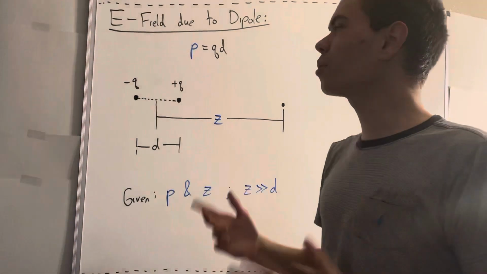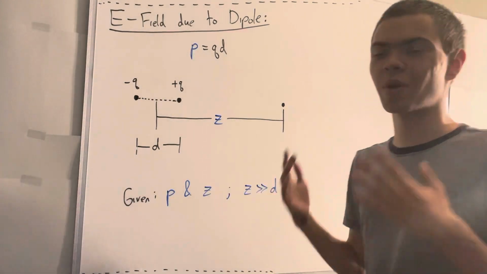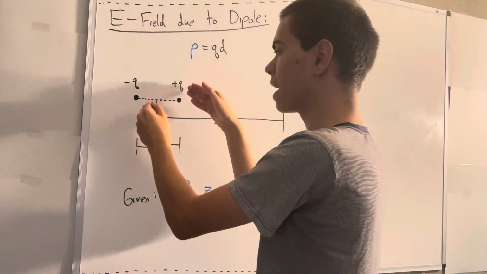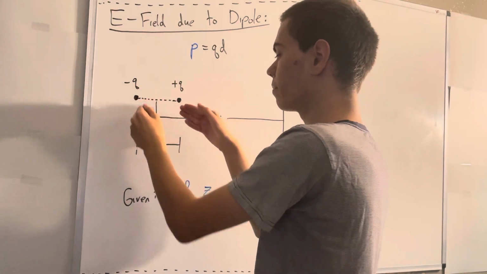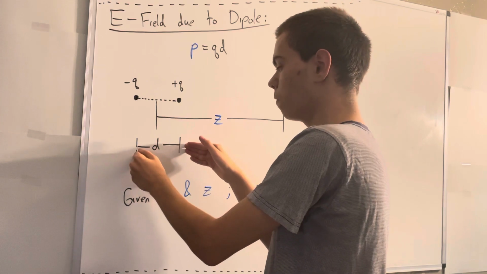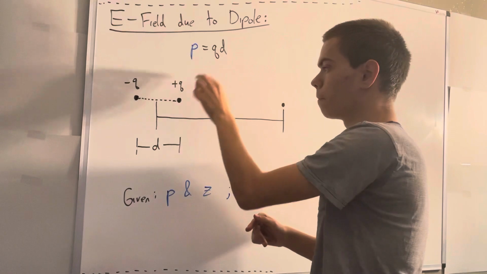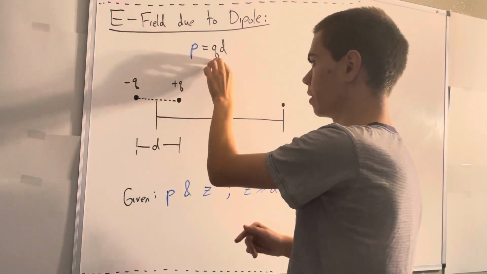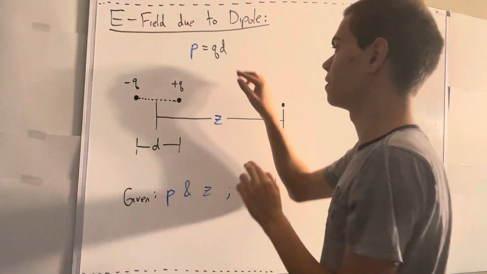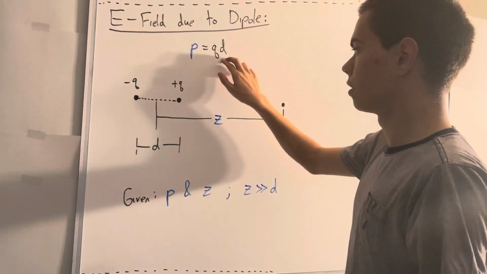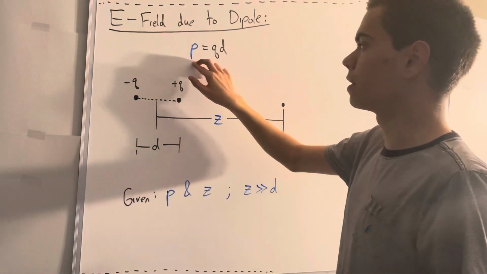In this video, we are going to derive the electric field due to a dipole. So in this setup right here, we have a dipole of charges positive q and negative q separated by a distance d. If you recall, the dipole moment is equal to the value of the charge q, the positive q, times the distance between the charges, d.